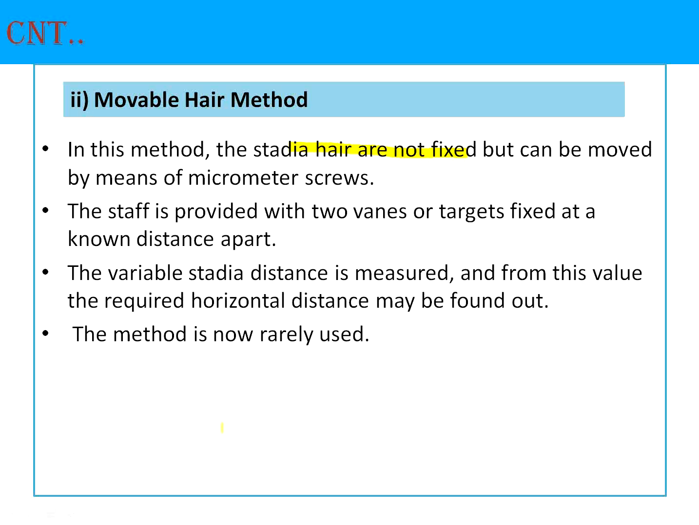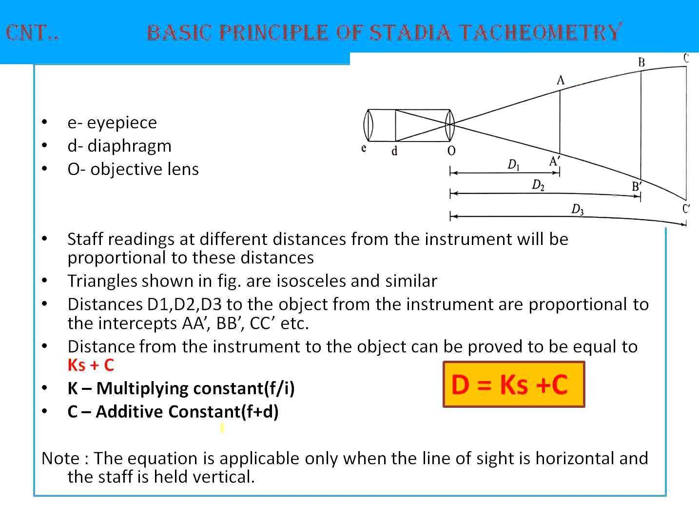So the fixed hair method is the one which is commonly used. Now coming to the principle of stadia tachometry, you can see in the figure this principle is being worked out by using the conditions of similar triangles. All the triangles that we obtain in this tachometry are considered to be isosceles and similar, as you can see in this figure itself.